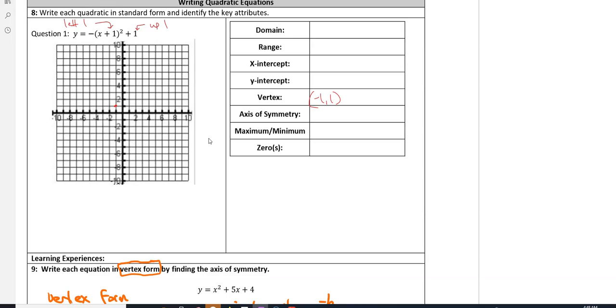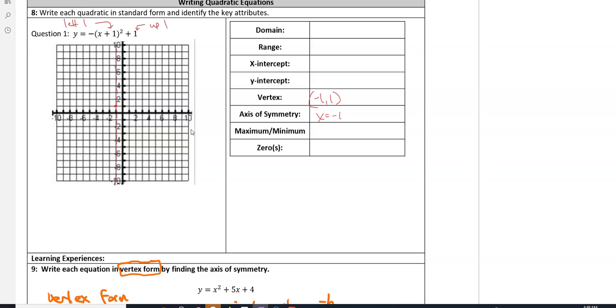All right, and the next thing I need, I can do my axis of symmetry too, because I know this is the vertex, so I know the axis of symmetry goes right through the vertex right here. And so your axis of symmetry is x is equal to -1. So I've got that.